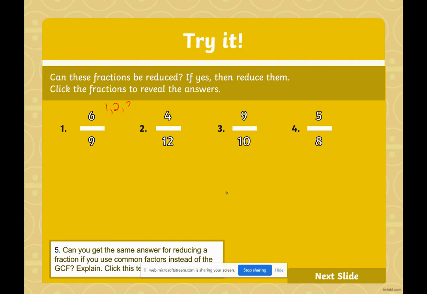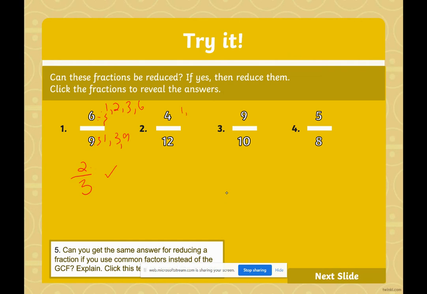The factors of 6 are 1, 2, 3, and 6. The factors of 9 are 1, 3, and 9. Okay, let's choose our greatest common factor, which is 3. 6 divided by 3 is 2. 9 divided by 3 is 3. So we're done there, because 2 is a prime number and 3 is a prime number. I know that this is the smallest form because of the 2 prime numbers.